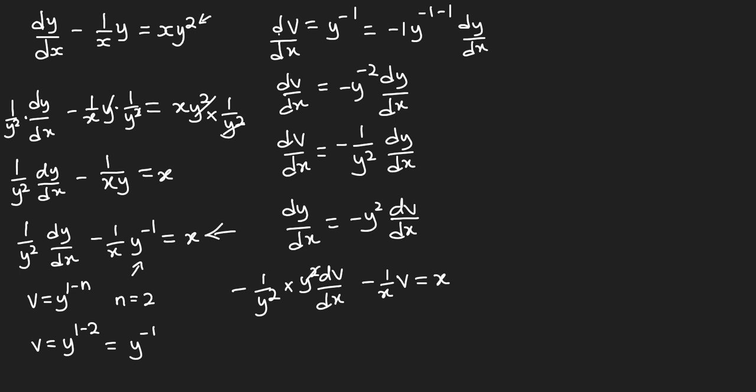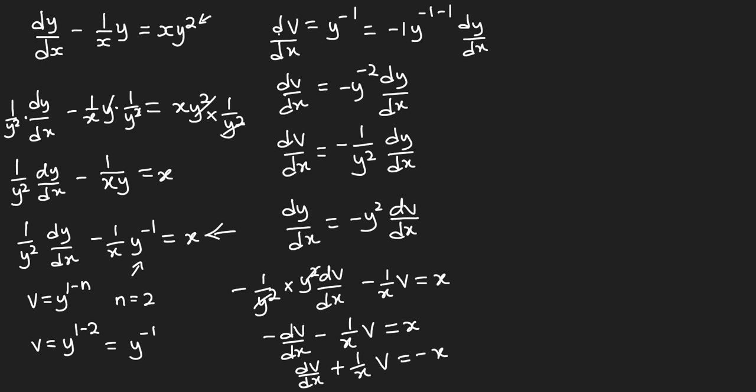So now this will cancel out this, and you're going to have minus dv/dx minus (1/x)v equals x. So you see that now our differential equation is in terms of v and x, where v is now the dependent variable. At this point, I would like to make the coefficient of dv/dx positive 1. Because of this, I will multiply every term by minus 1, and that will give us dv/dx plus (1/x)v equals minus x.